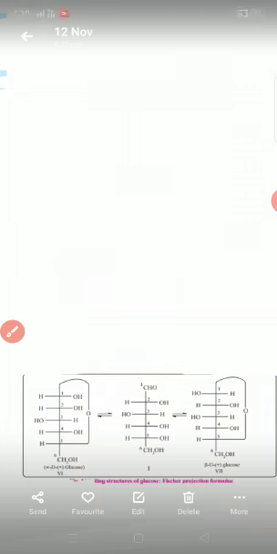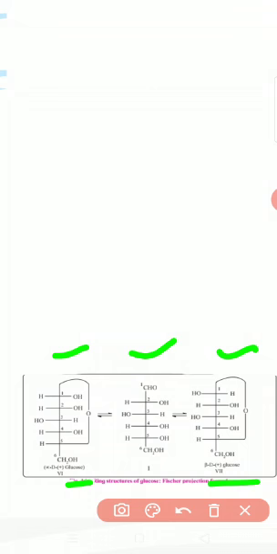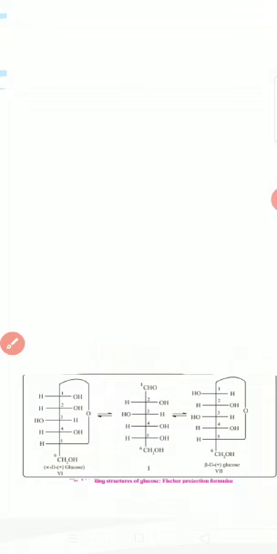And why the need of this ring structure? Because the Fischer projection formula could not explain all the properties of glucose. Hence, to explain all the properties of glucose, some more structure is required, and this is called the ring structure or Haworth projection formula. Okay, student, this is about the Fischer projection and Haworth formula of the glucose.